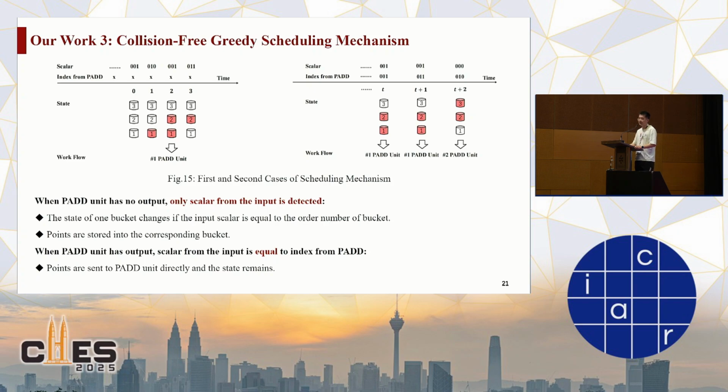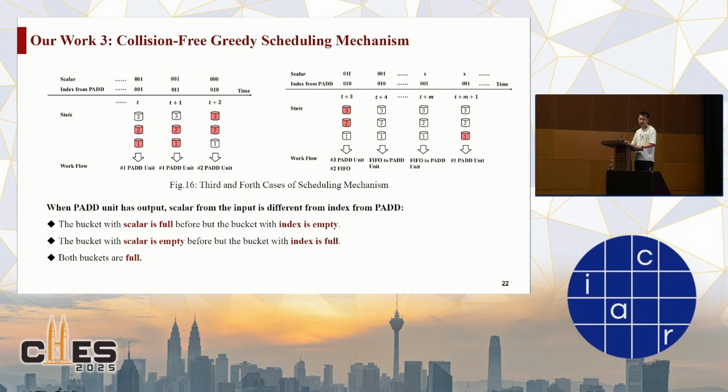The situation becomes more complex when the point addition unit has a valid output. A special case is that the index is the same as the scalar, and in this case, we just send the point into the point addition unit, and the states of each bucket remain. However, when the scalar is different from the index, we should check the states of each bucket. If one of them is empty and the other bucket is full, we will read the point stored in the full bucket and send it with the input into the point addition unit.